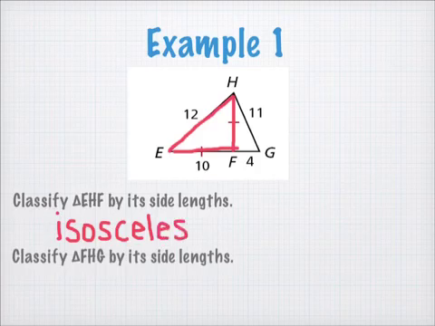Okay, that's isosceles. Then it says classify triangle FHG by its side lengths. Let's see if I can, oh, I can't get rid of that. There we go. So now I want to do triangle FHG by its side lengths. Well, here I see a 4 and 11. How long is this side? 10, because it's equal to this one, right? So 4, 11, 10. Do I have any congruent sides? Nope. What do I call it if it has no congruent sides? Good. Scalene.